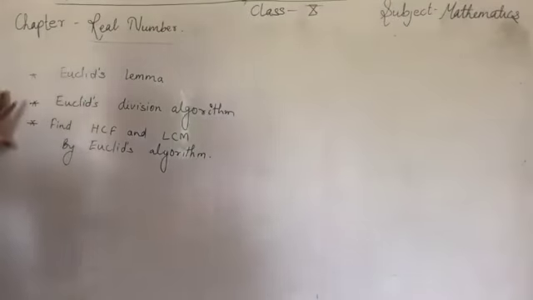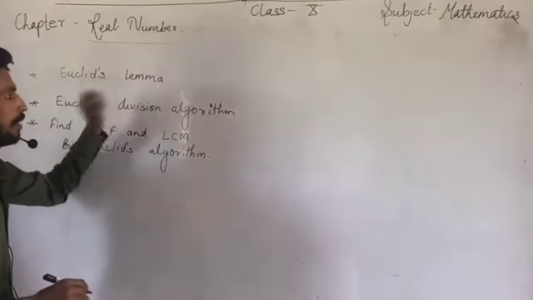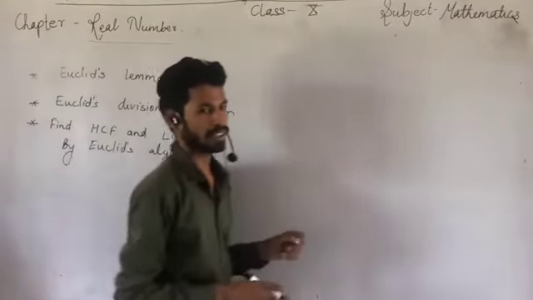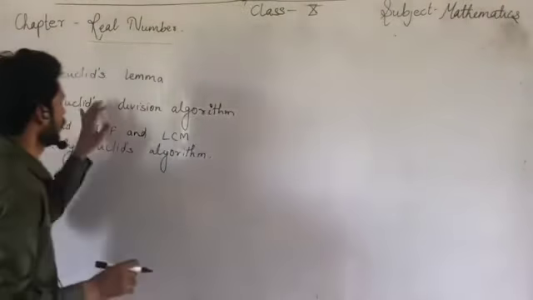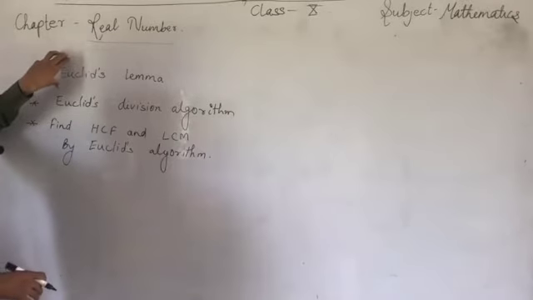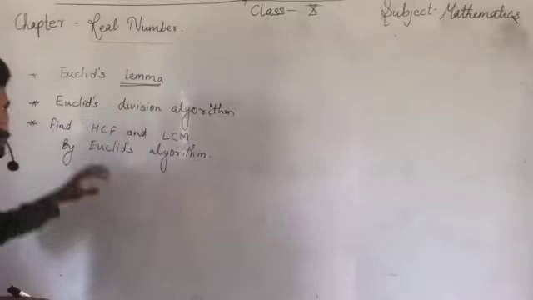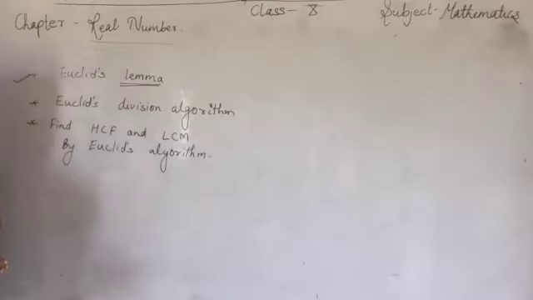Today in this lecture we will discuss these three topics. First topic is Euclid's lemma. Lemma is a proven statement which is used to prove another statement. This topic includes only theory because in this topic the name is lemma. Lemma is a statement, not a formula, which is used to prove another statement. So this is only short.